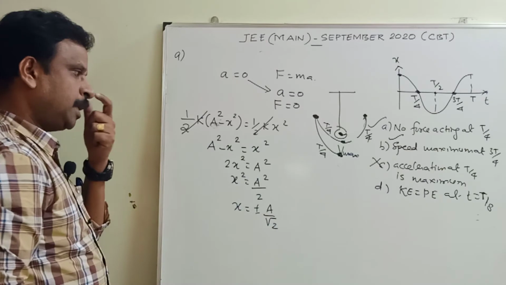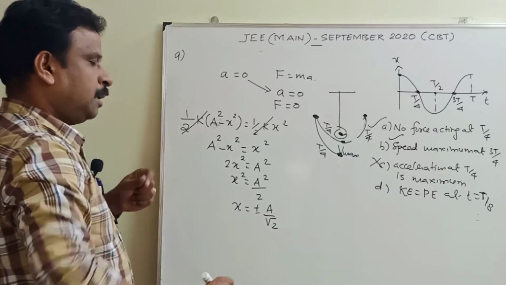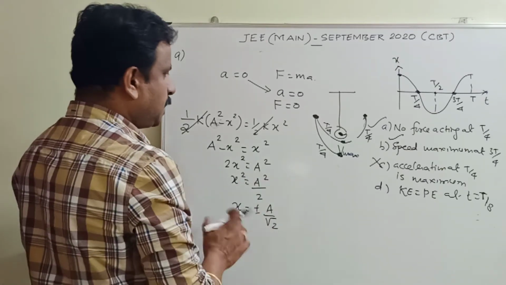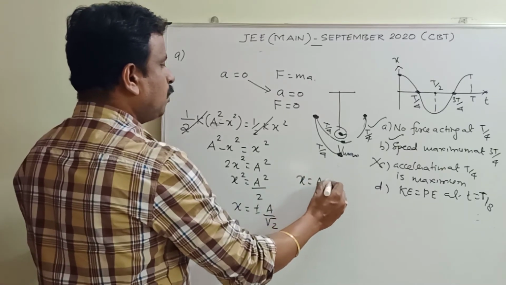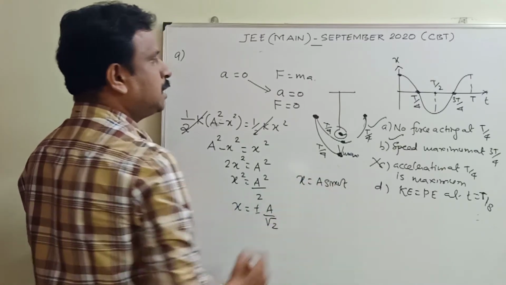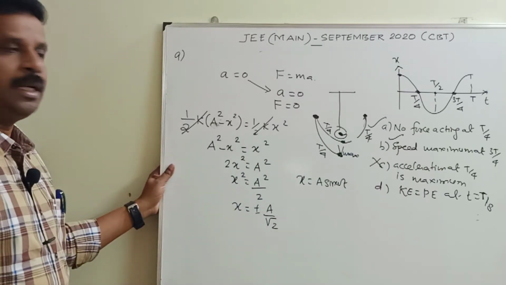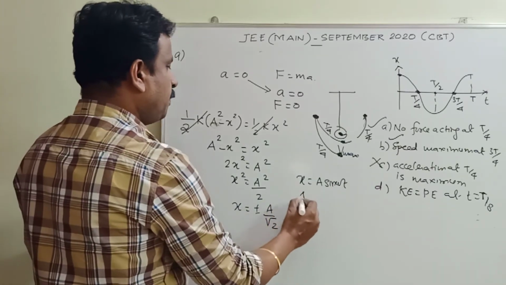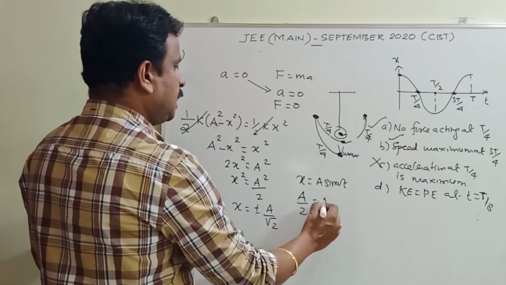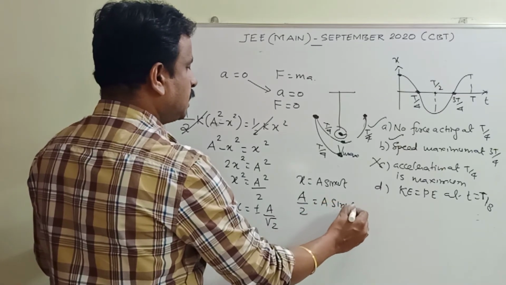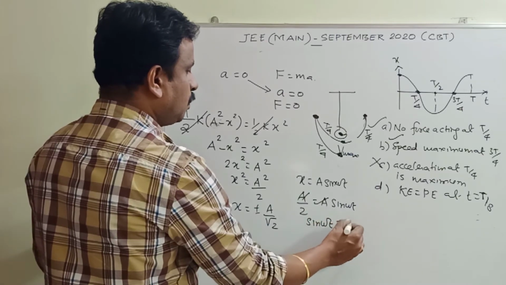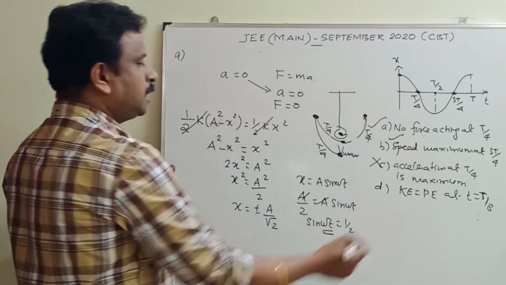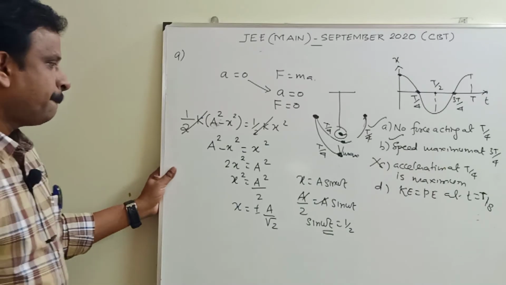That is your displacement. Now let us go to time. At what time does this happen? We know that x is equal to a sin omega t. This is the displacement equation for a simple harmonic oscillator. So if x is equal to a by 2, then a into sin omega t. So a is cancelled. So sin omega t is equal to 1 by 2. For what angle does sin theta become 1 by 2?